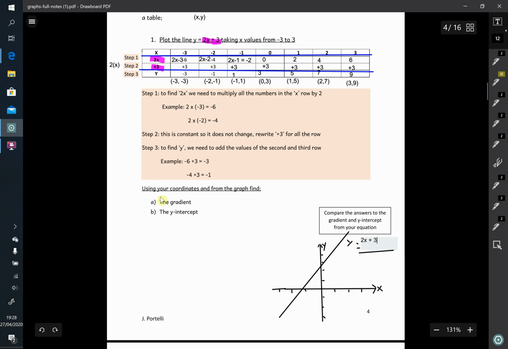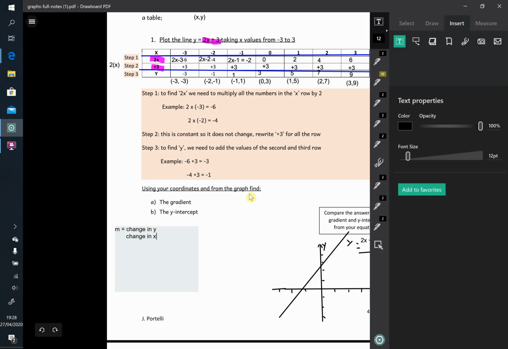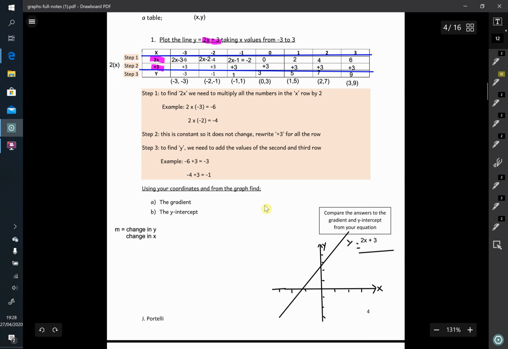Now over here it's telling you to use your coordinates, and from the graph find the gradient and the y-intercept. When you find the gradient using your graph, the method is the same as we've done in the previous lesson. So it's always m equals change in y all over change in x. When it's telling you to use your graph, you have to show the examiner that you are using your graph. So for the gradient, you need 2 coordinates.